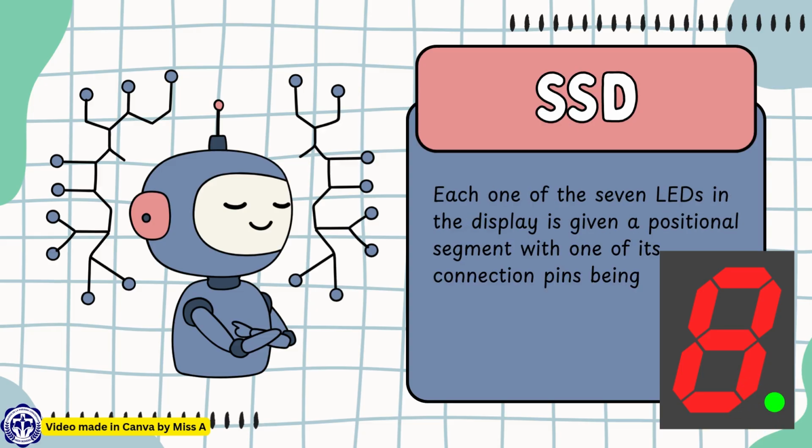Each one of the 7 LEDs in the display is given a positional segment with one of its connection pins being brought straight out of the rectangular plastic package. This then allows us to display each of the 10 decimal digits 0 through to 9 on the same 7-segment display.